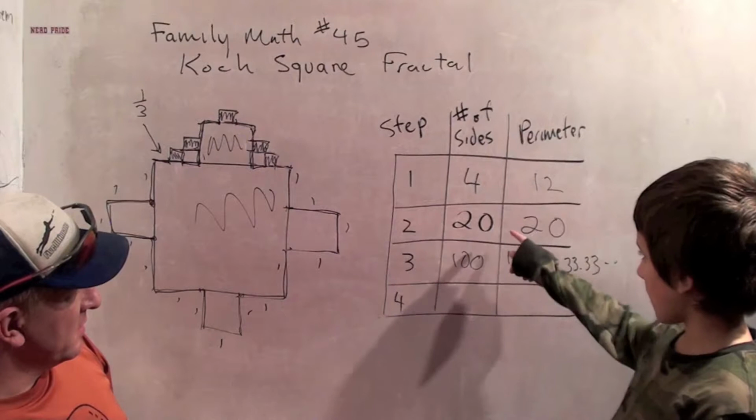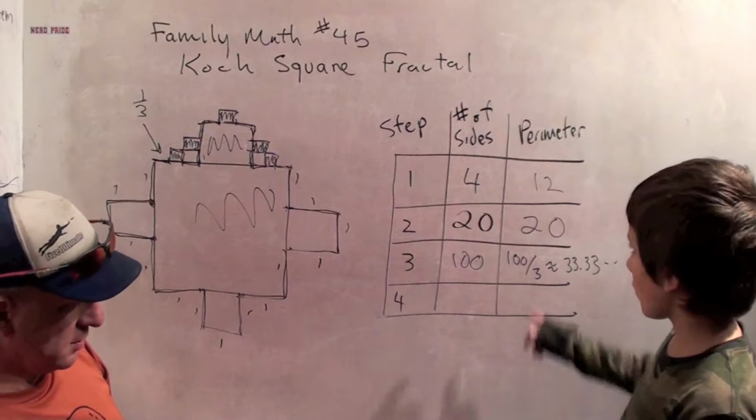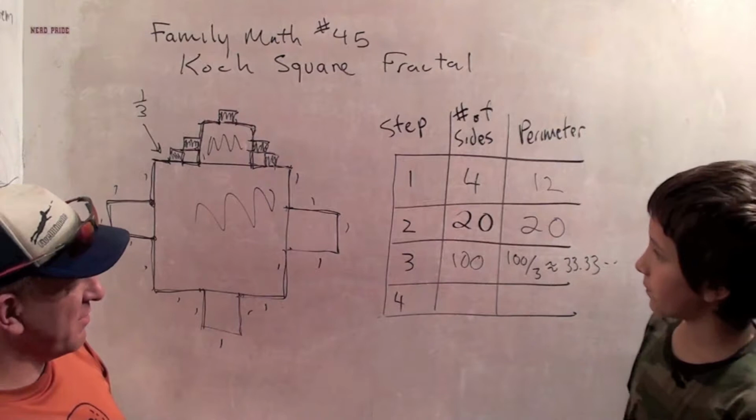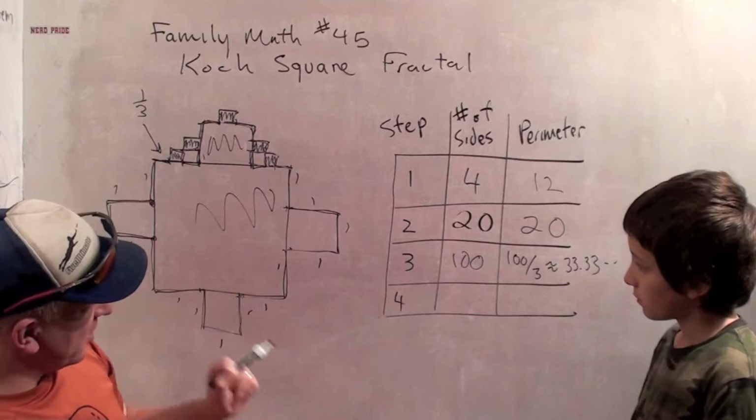4, 20, 100? Well, 4 times 5 is 20. 20 times 5 is 100. Okay, so it's interesting. So it looks like we're multiplying by 5 every time. So we should be able to see that somewhere in the geometry. What is happening that's causing the number of sides to multiply by 5 every time?